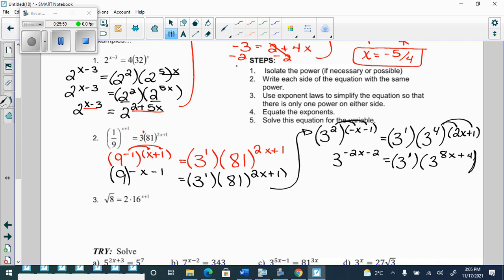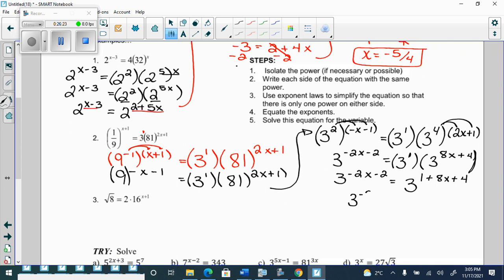What do I do with exponents when I have two bases that are the same? You add them. So I'm going to get 1 plus 8x plus 4. So I'm going to get 3 to the negative 2x minus 2 equals 3 to the 8x plus 5.